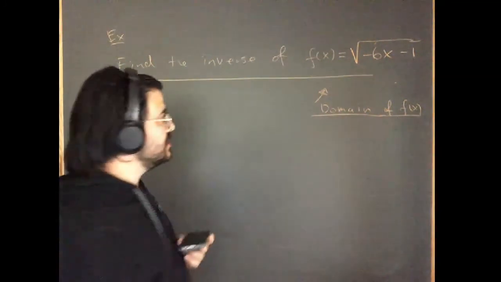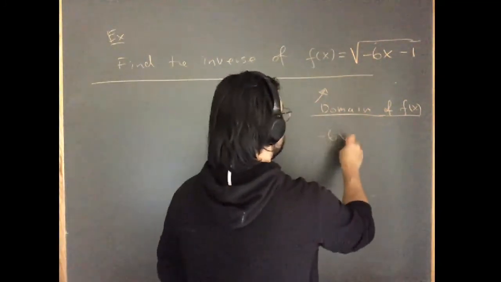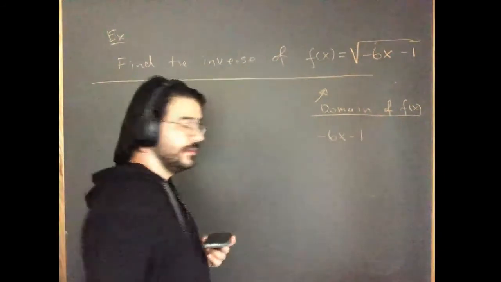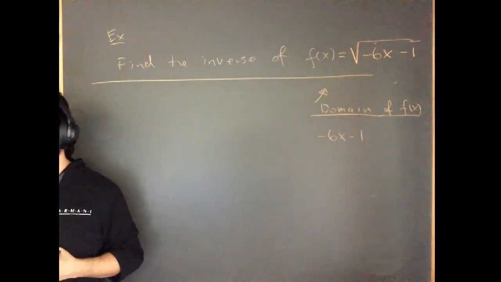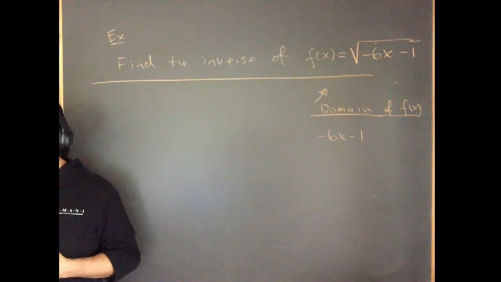Well, I suppose just as a quick hint here, it has something to do with negative 6x minus 1. So we want that thing to be non-negative. So what inequality should we put here? What are we going to say about negative 6x minus 1? It's greater than or equal to 0.